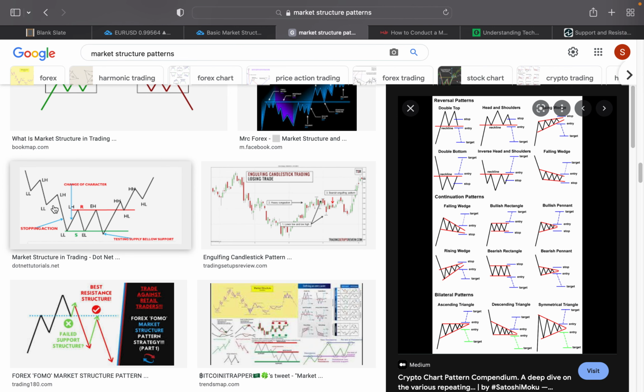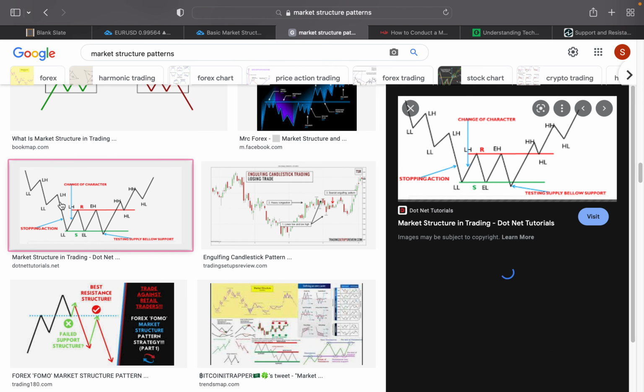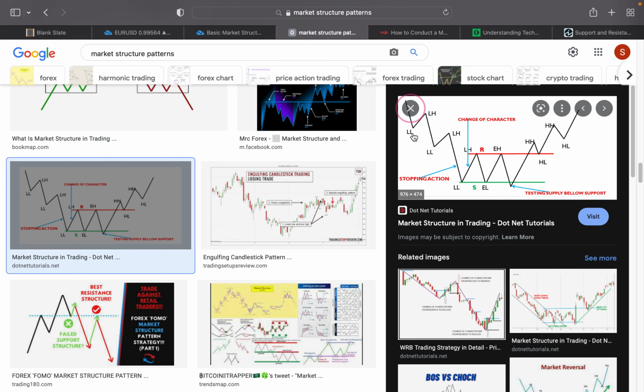I also liked this cutout right here. You can see the lower low to lower high to lower low to lower high tracking, to a lower low to a lower high to an equal low, establishing support, to an equal high, establishing resistance. The test of supply below support, in liquidity concepts, is commonly known as a sweep. They're sweeping up the orders underneath here and then rallying out, turning that resistance to support while they make a higher high, higher low, higher high, higher low, and reverse the market.